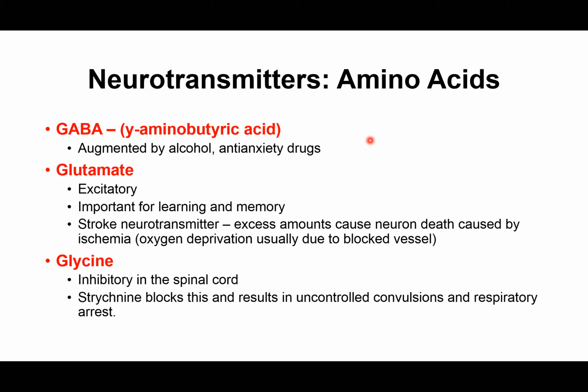The other type of amino acid neurotransmitter would be glycine, and glycine is inhibitory in the spinal cord. And so basically, inhibitory neurotransmitters prevent action potentials from being fired and relayed. So this blocks signals. And if we block the blocker, then that can result in things like uncontrolled convulsions and respiratory arrest. So this is a drug that's going to block glycine. And if you block a blocker, that's going to lead to basically free flow, right?